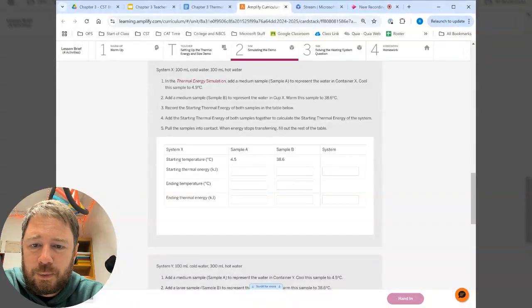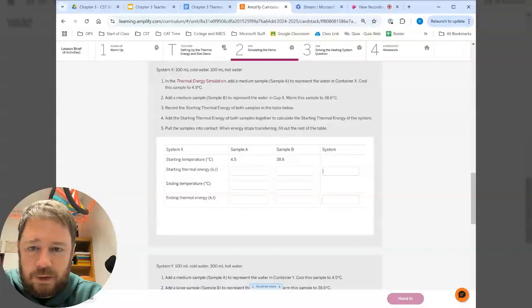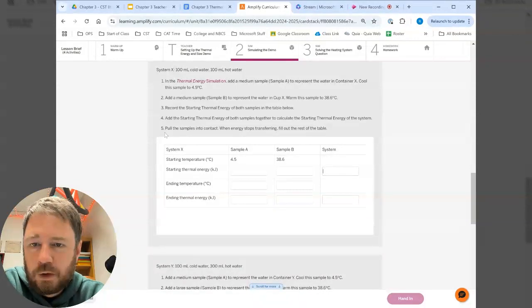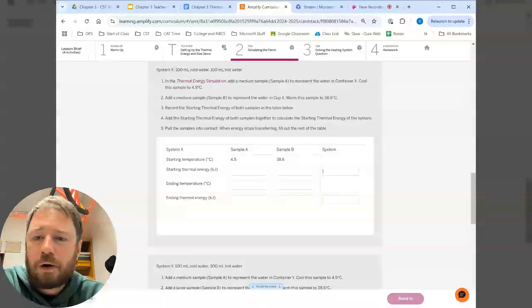Add the starting thermal energy of both samples together to calculate the starting thermal energy of the system. So here the system is the thermal energy of A plus the thermal energy of B gives you the thermal energy of the system to start, and then you'll do the same thing at the end. Put the samples into contact. When the energy transfer stops, fill out the rest of the table. So that's for system X, where the cold water and hot water are equal volumes.